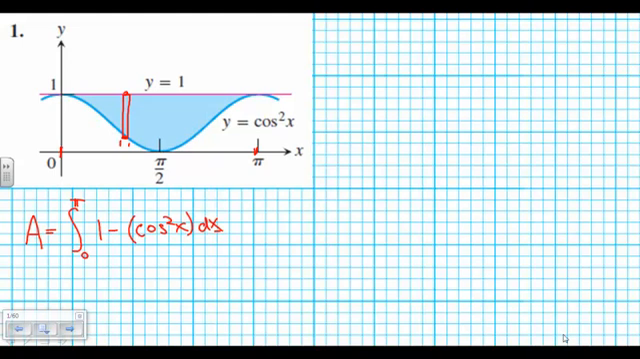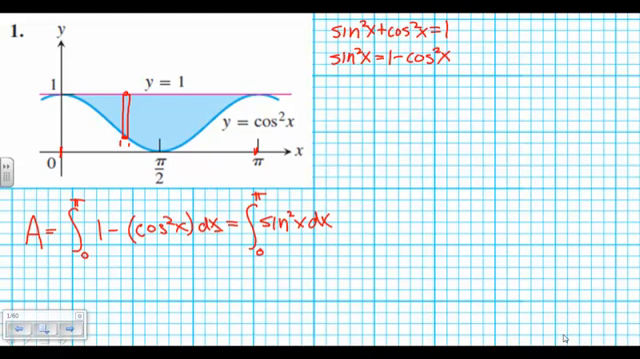Now they ask us to find this value analytically. Let's do some work on this. The integral from 0 to pi. You should recognize this as a variation of the Pythagorean identity. Remember that the Pythagorean identity is sine squared x plus cosine squared x is equal to 1. If I bring the cosine over, I end up seeing that sine squared is equal to 1 minus cosine squared, which is exactly what I have. So this translates to the integral of sine squared x dx.